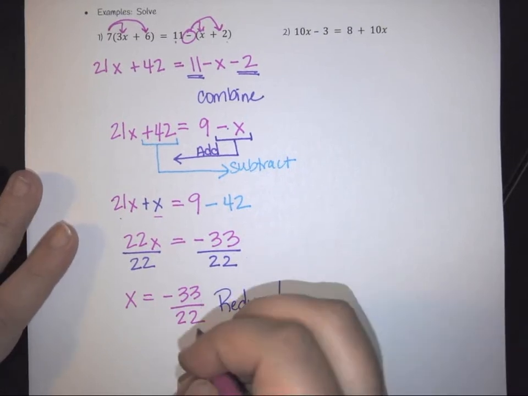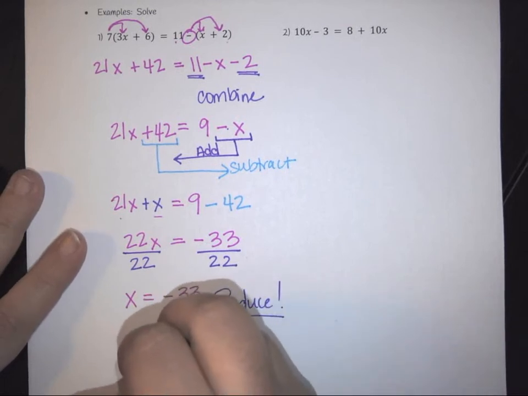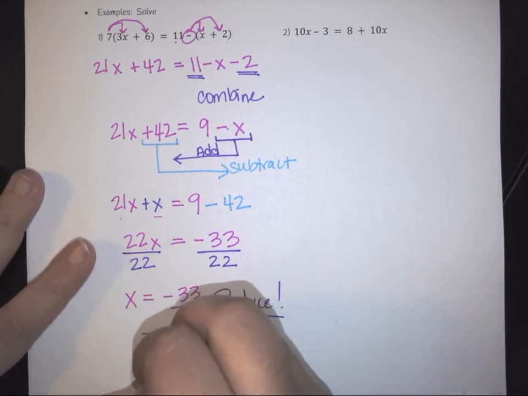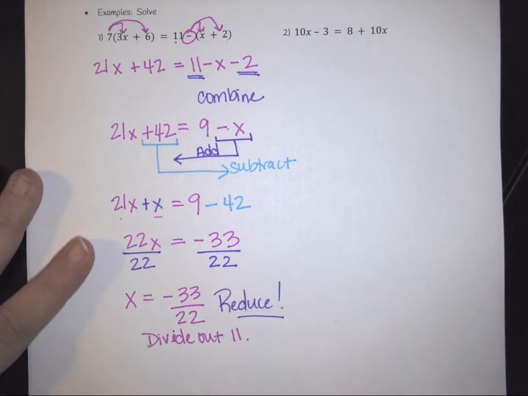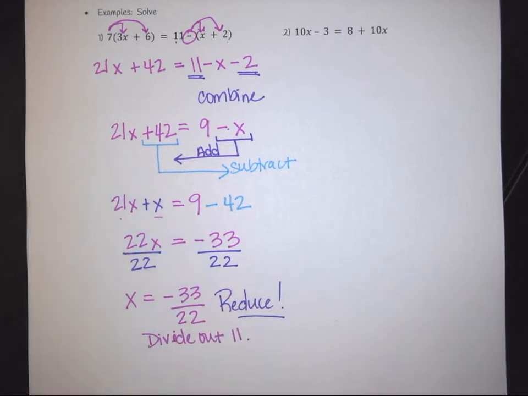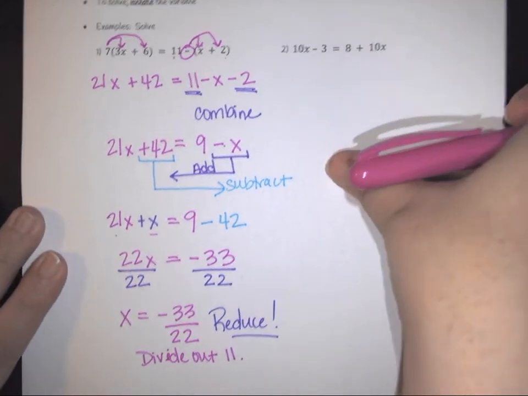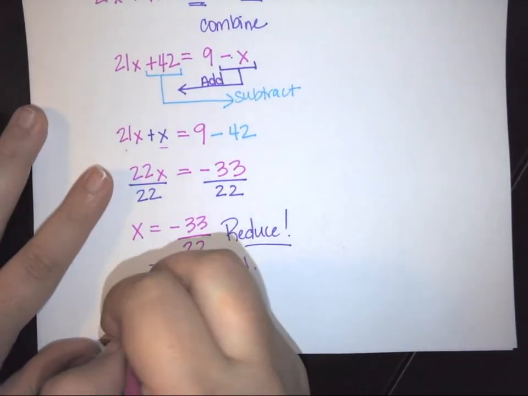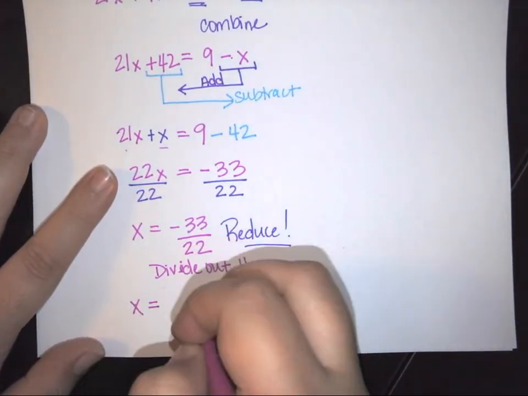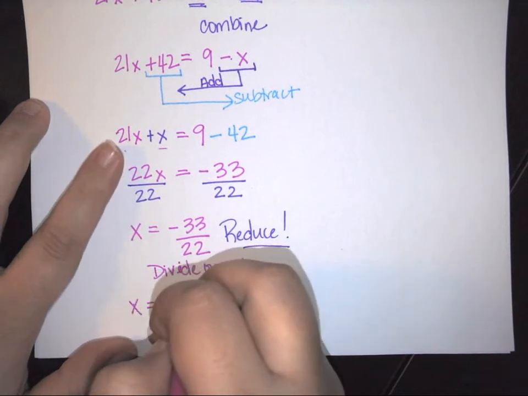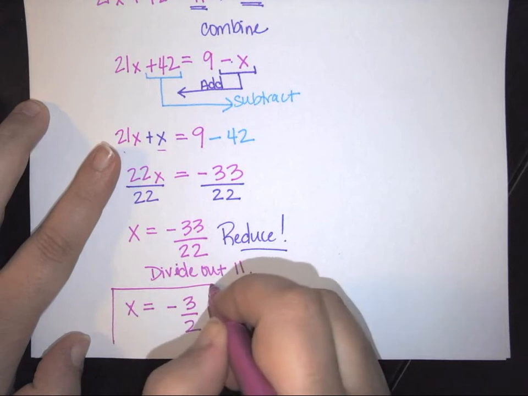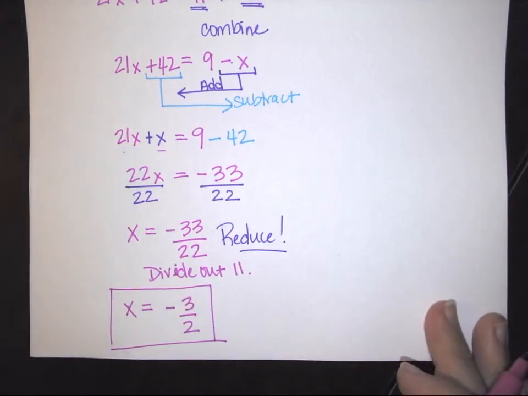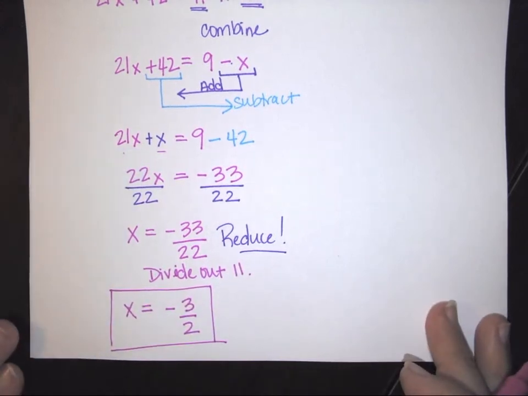So I'm going to divide out my 11, thus reducing my fraction. So when I divide the 11 out, that means I'm left with x is going to be negative 3 over 2. And this was the overall result that we were looking for.